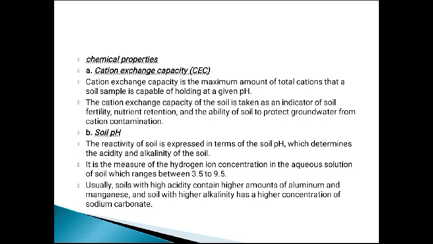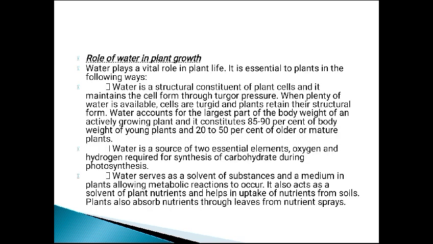Soil pH. The reactivity of soil is expressed in terms of the soil pH, which determines the acidity and alkalinity of the soil. It is a measure of the hydrogen ion concentration in the aqueous solution of soil, and ranges from 3.5 to 9.5. Usually, soil with high acidity contains a high amount of aluminum and magnesium, and soil with higher alkalinity has a higher concentration of sodium carbonate.